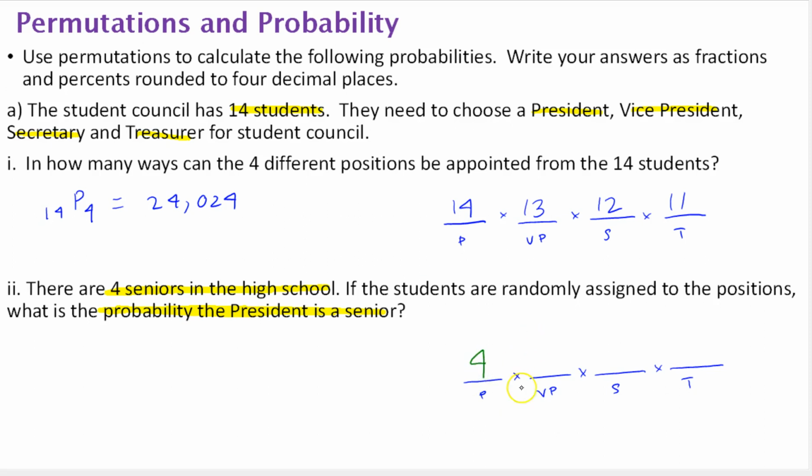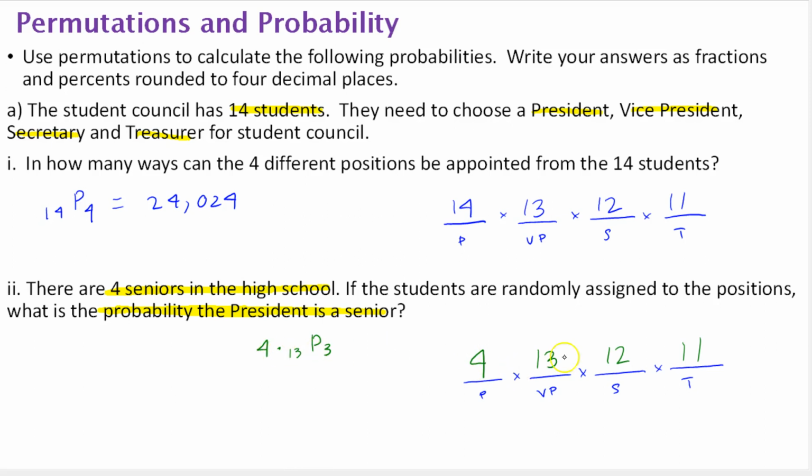Now, how many options do we have for the vice president? Well, we've chosen 1 senior, so now these could be anything, seniors through freshmen, but we have 1 less option, so this will be 13, and then again 12 and 11. We would denote this 4 times 13P3. And we could even say that this is 4P1, meaning we have 4 seniors and we need to choose one of them, but we won't be that fancy.